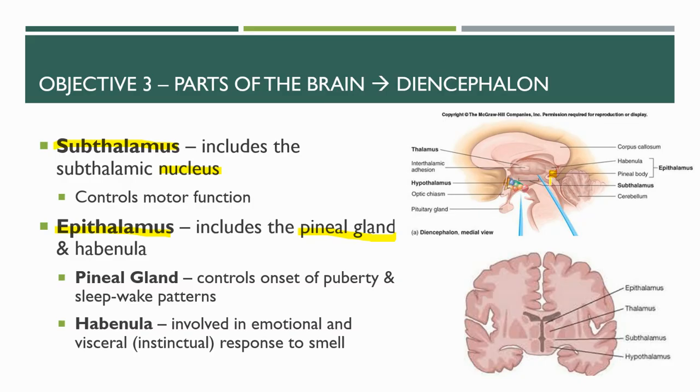The epithalamus is kind of behind it, and it also has the habenula, and that's going to be involved in the sense of smell and connecting it to your emotions. So sometimes if you were to smell a perfume, it might remind you of a family member that maybe had passed on or something like that, or maybe it takes you back to a vacation that you were a part of, but it connects your smell to your emotions.